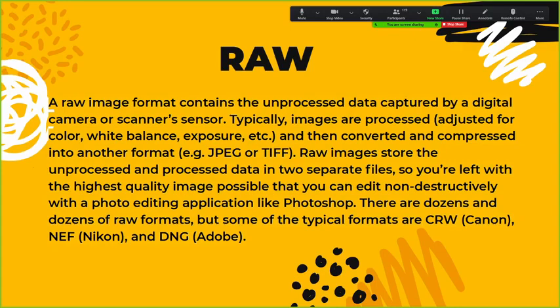Raw images store the unprocessed and processed data in two separate files, so you're left with the highest quality image possible that you can edit non-destructively with a photo editing application like Photoshop. There are dozens and dozens of RAW formats, but some of the typical formats are CRW for Canon, NEF for Nikon, and DNG for Adobe.